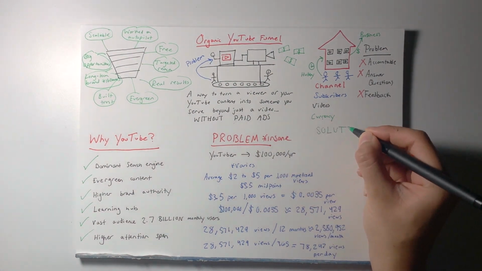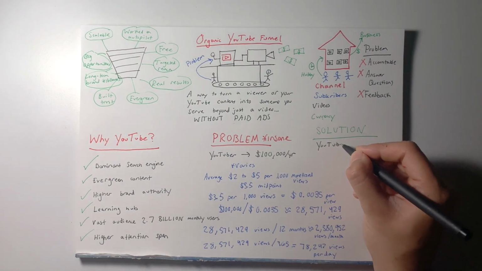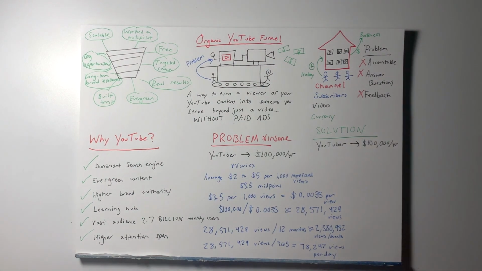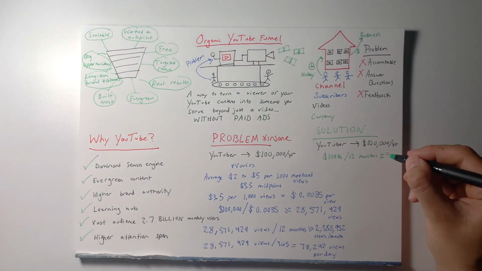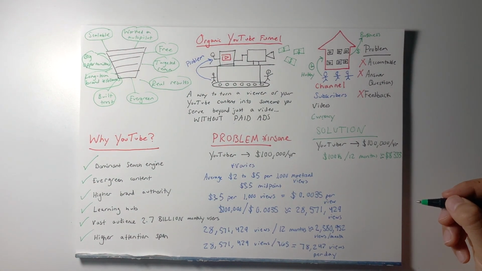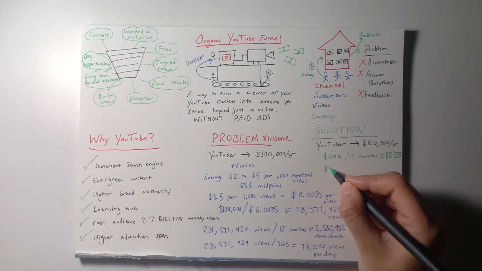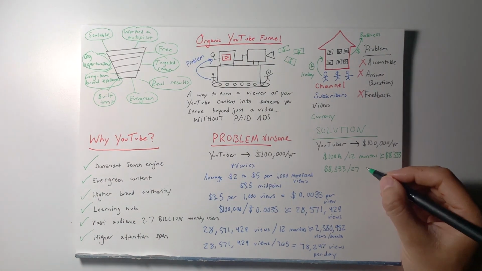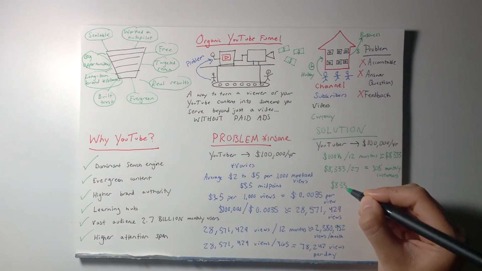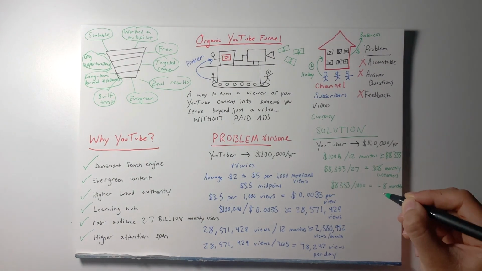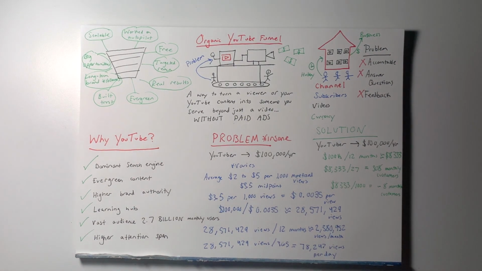So here's how a funnel serves as a solution. Let's say a YouTuber wants to make $100,000 per year. So $100,000 divided by 12 months is about $8,333 every month. Now let's say that they're selling a $27 product or service, so that means they need about 308 monthly sales. Let's say they have a $1,000 product or service. That means that every month they need about 8 sales.